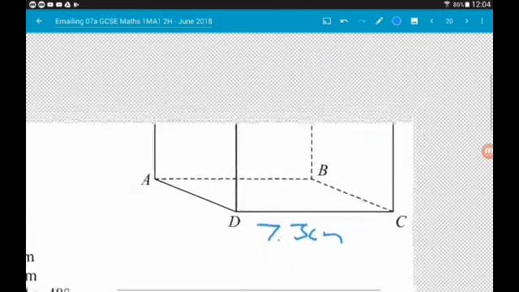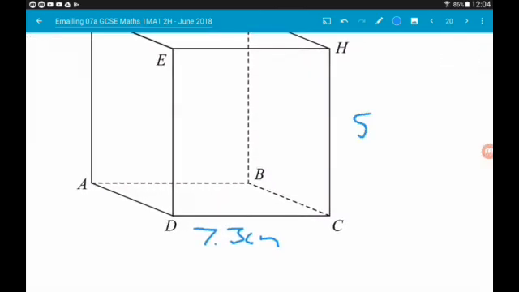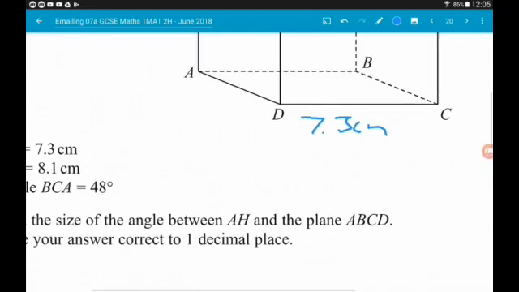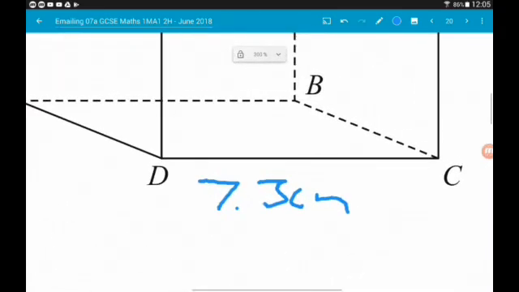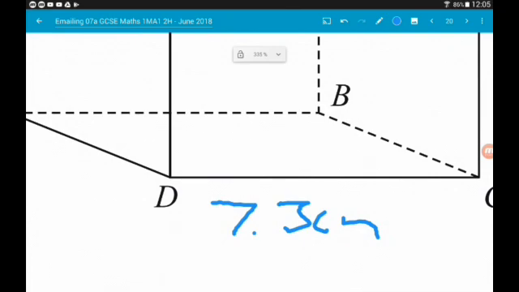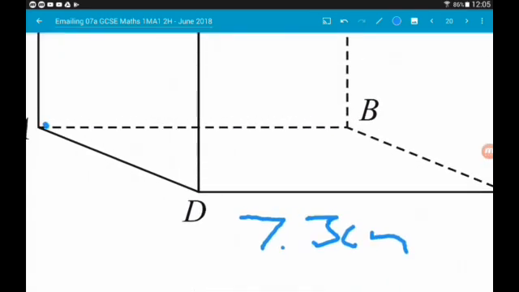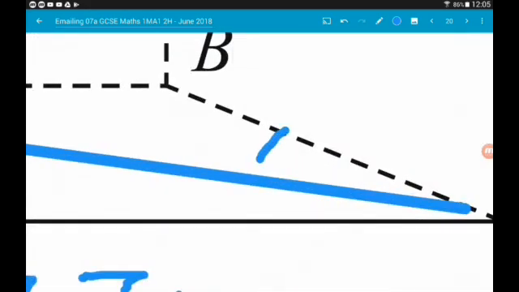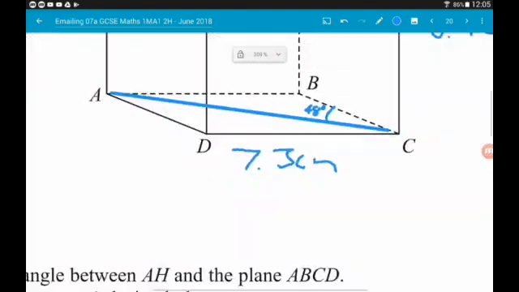CH is 8.1. So that gives us the height of the cuboid. We're told angle BCA is 48. Now that's a bit of a hard one to label because it's the angle that we get when we go from B to C to A. So let's have a go anyway. What that's doing is telling us what this angle here is. So it's 48. So that's an angle completely on the base of the shape.